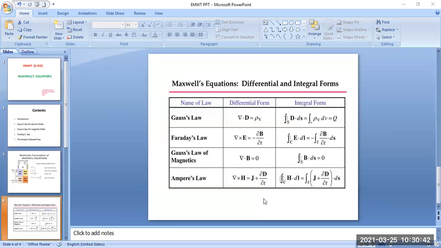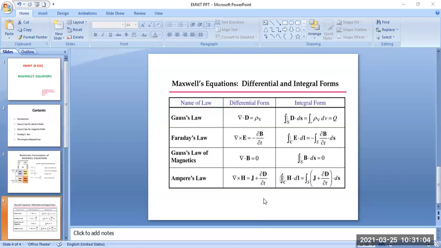Maxwell's equations for static fields. Once again, I am repeating: Maxwell's equations for static fields. Del dot D bar is equal to rho v, del cross E bar is equal to 0, del dot B bar is equal to 0, and del cross H bar is equal to J bar. Okay, those are the Maxwell's equations for static fields.